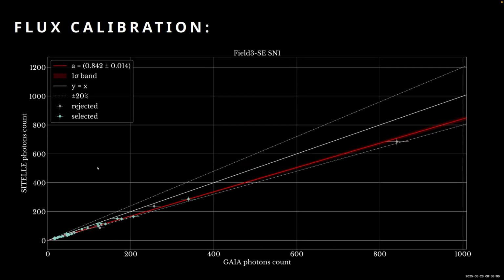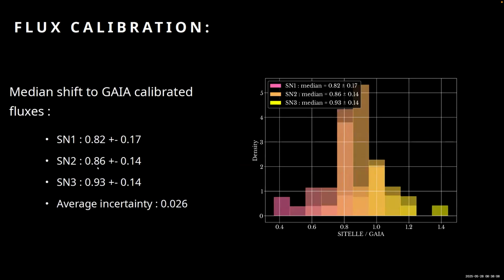And so I've done it for half of the sample. And if we check globally the distribution, what we realize is that in the SN3 filter, we typically miss around 10% of the flux.